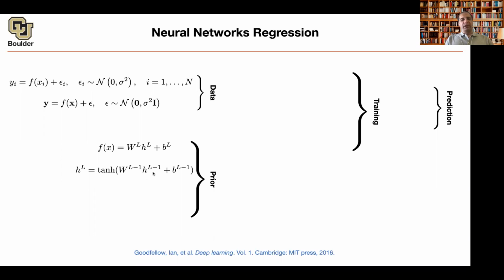Now you keep doing the same thing: H_{L-1} you postpone to H_{L-2}, and you keep doing the same thing until you reach your initial point, x. Then it's going to be a feed-forward neural network. You give it x, you multiply it by W_0, you push it through a nonlinearity, you take H_1, you do the same thing to it, and then you get f(x).